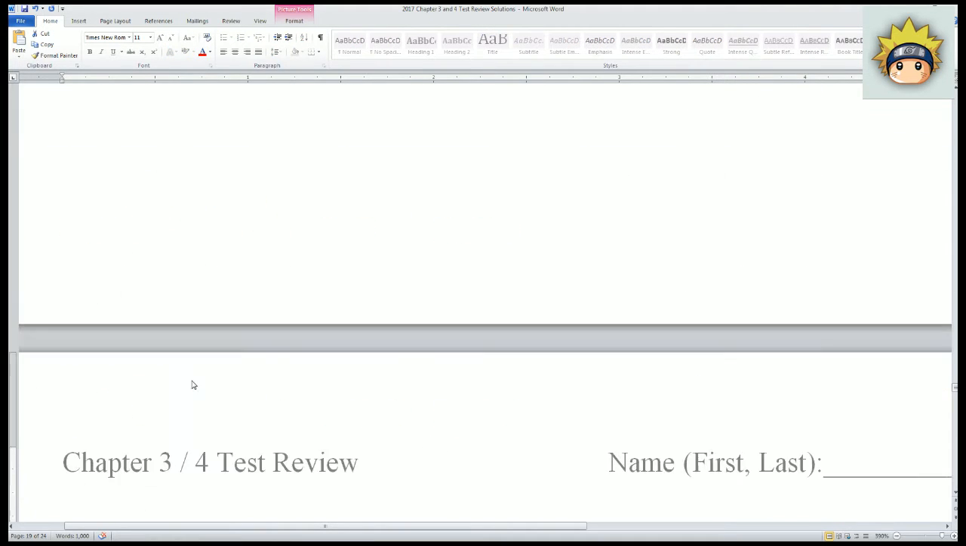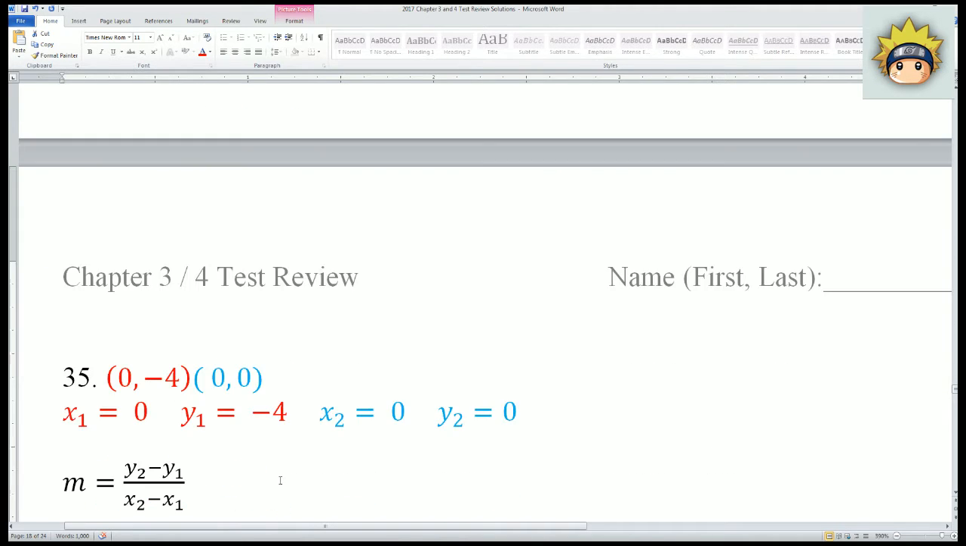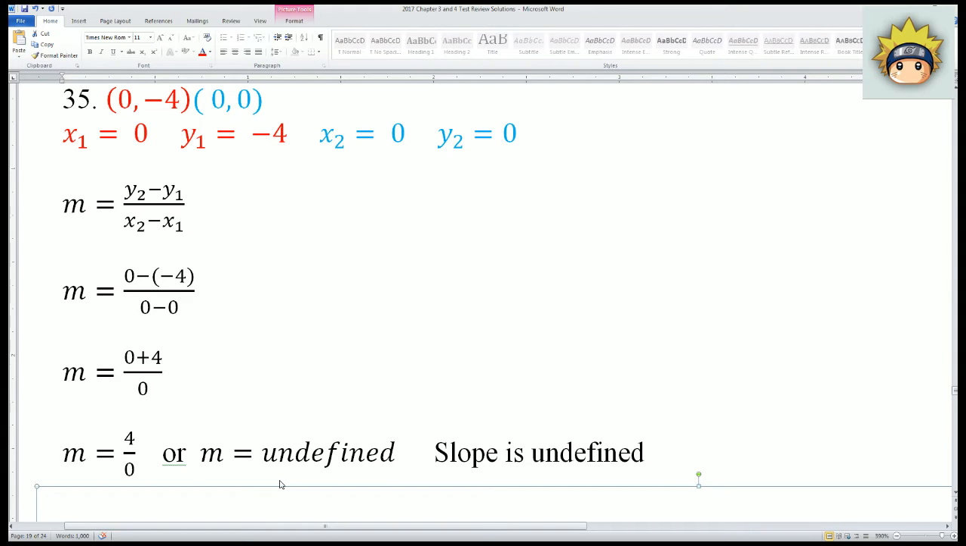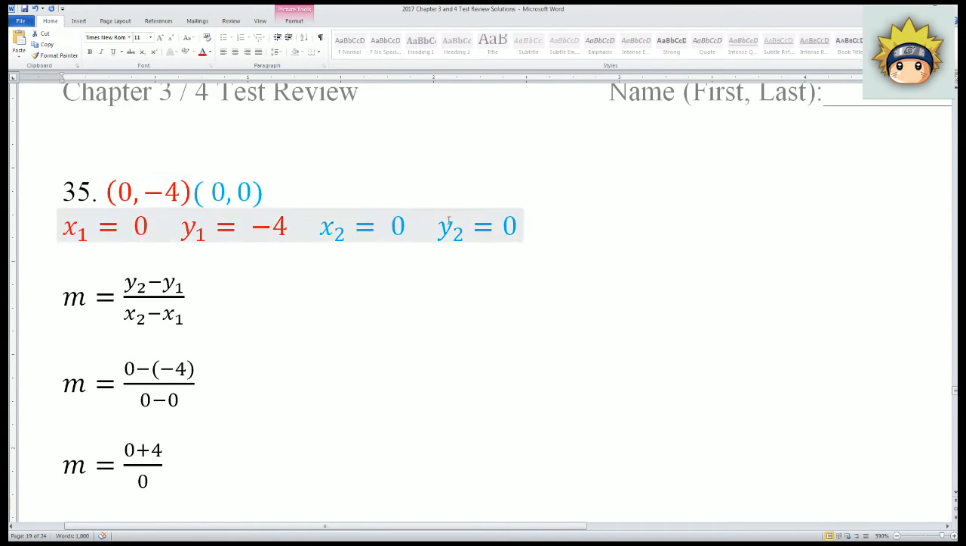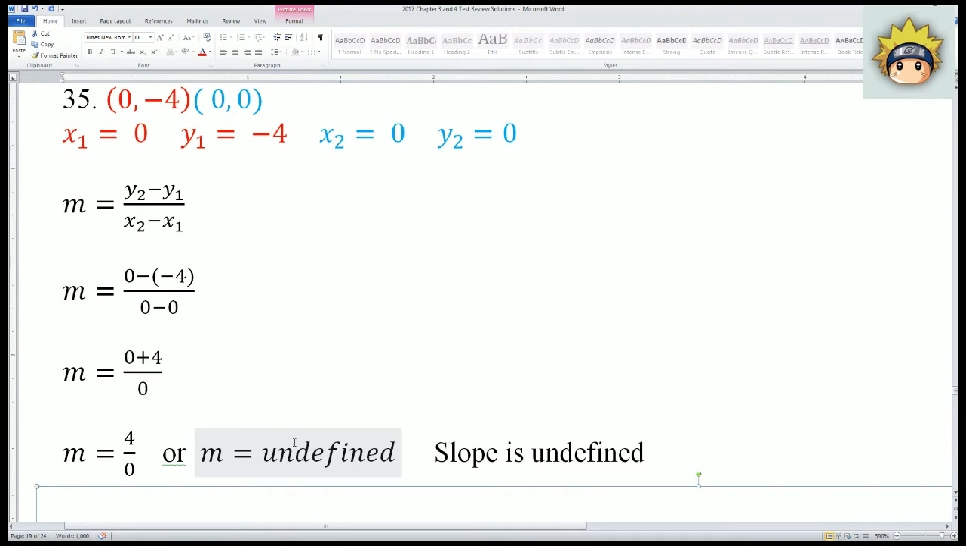It is not 0. When it is 0 divided by something, it becomes 0, which means the slope is equal to 0. But here, you cannot divide by 0, right? It is undefined. It makes no sense. You cannot break down the number by 0 pieces, okay? So that's why the slope here is undefined. If you graph this, you can also see why it's undefined, because it is actually a vertical line, okay?